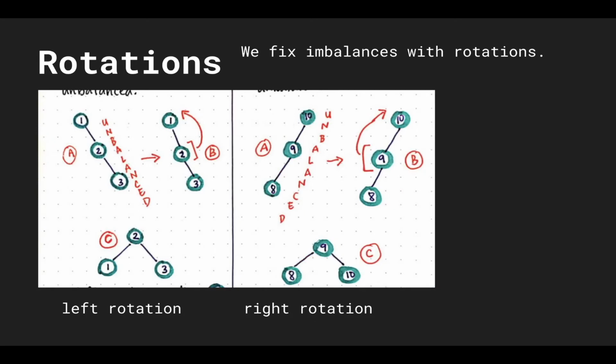We fix imbalances with rotations. So look at the left side. We have a right heavy tree rooted at 1. We have 1, 2, 3, and it's unbalanced because the balance factor here would be 0, which is the height of the left subtree, minus 2, which is the height of the right subtree, so it's -2. So because of that, we need to fix this. The way we fix this is to perform a left rotation on 1. So this means we bring 1 down to the left. Think of it as rotating it. And the new root is actually 2.